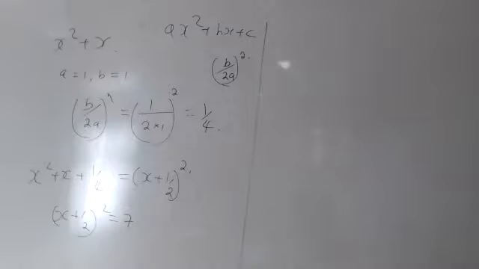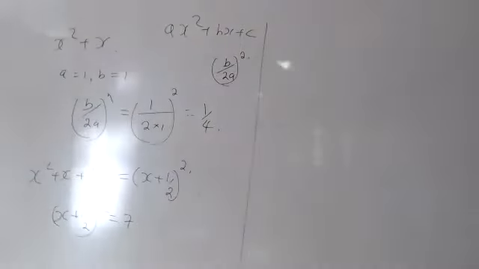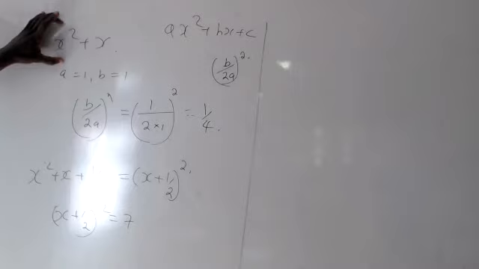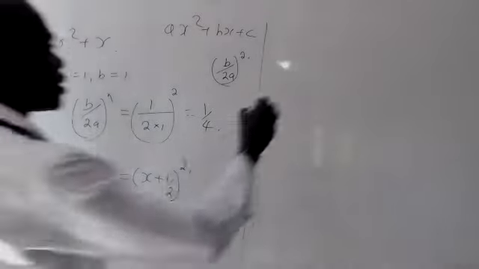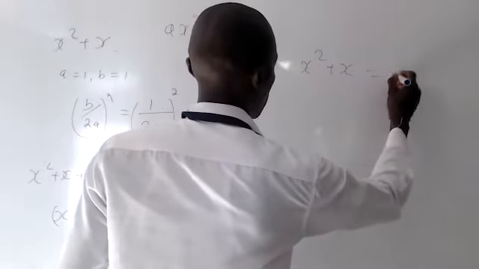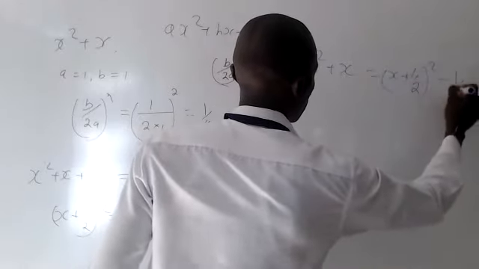Yes, I get your concern. I understand what you mean by that. So you are saying that for us not to change the meaning of this expression, we must subtract what we have added. So you wanted to write this as x squared plus x, the same as x plus a half squared minus a quarter. Well, that's okay.